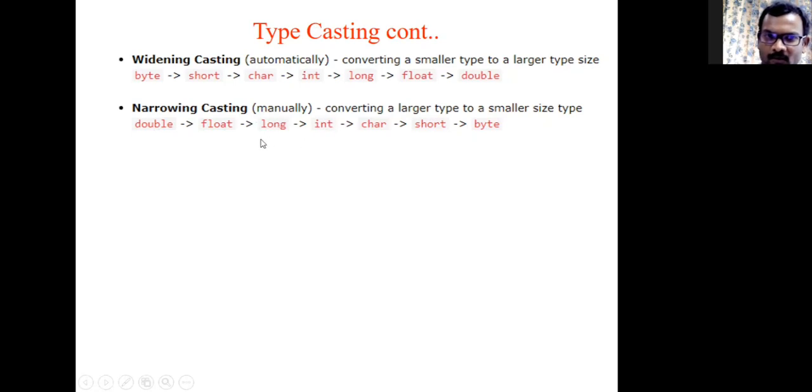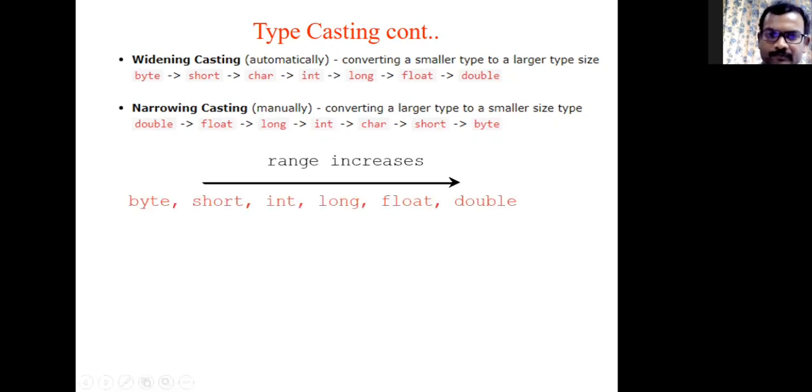For example, if I want to store float value into the integer type, that means highest data type value into the lowest data type, here the compiler will not convert that implicitly. We have to do that by using the typecasting operator. This is the way the range increases from byte to double.